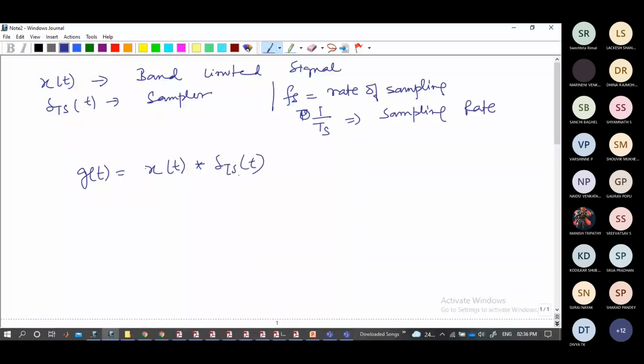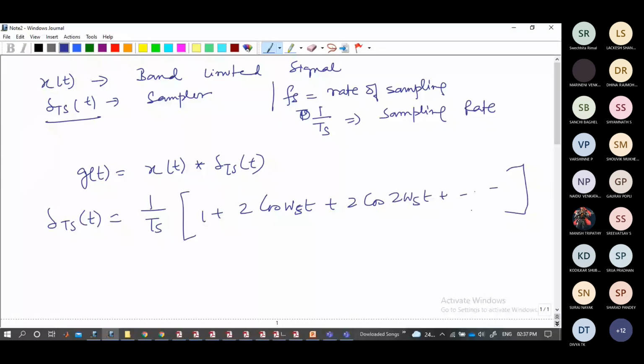Now this impulse train that we are talking about can be written separately. It will look something like 1 by Ts times (1 plus 2 cos omega s t, plus 2 cos 2 omega s t, and so on and so forth). This is the nature of it, and it is the Fourier series expansion of the impulse train.